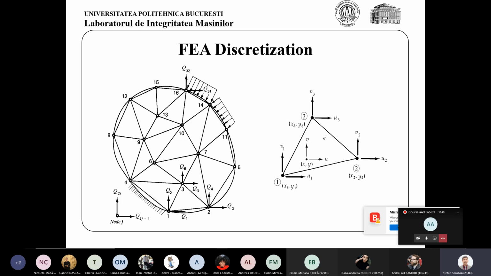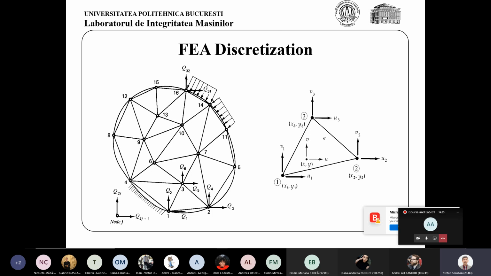Generally, we can say, okay, what is the finite element method? It is a general method which can be used to solve some differential equations. Usually, from a mathematical point of view, all phenomena in engineering are described by such differential equations, of course with partial derivatives, if you want.